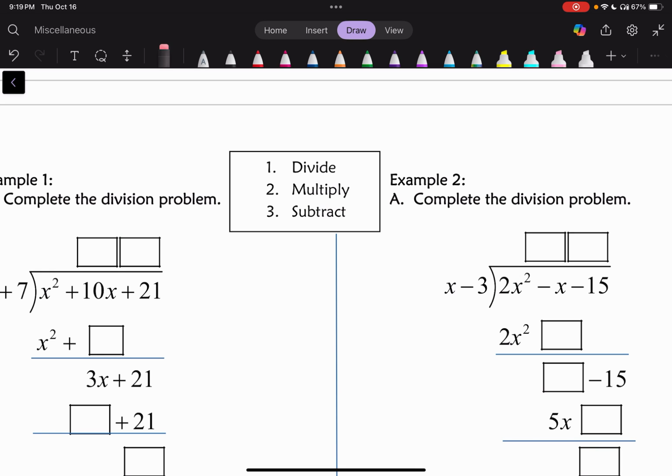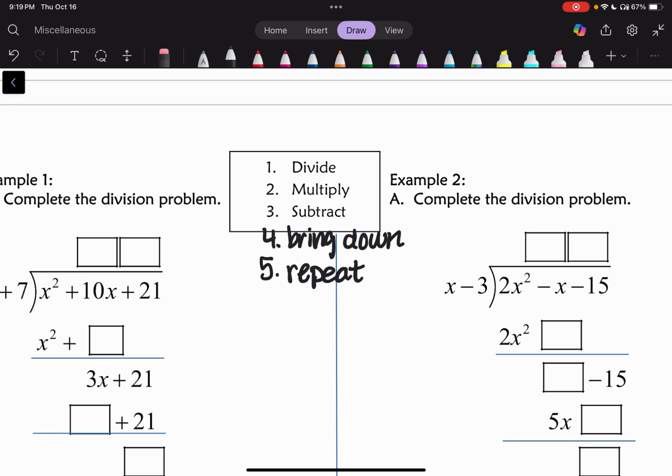Step 2 is to multiply. Step 3 is to subtract. And then we also added some extra steps because we thought it would be helpful, right? So we said step 4 is telling us to bring down. I would write this down if you did not write this down yesterday. And step 5 is telling you to repeat. We wrote those steps out yesterday.